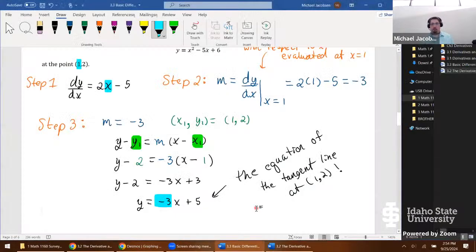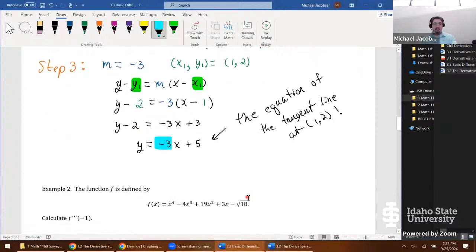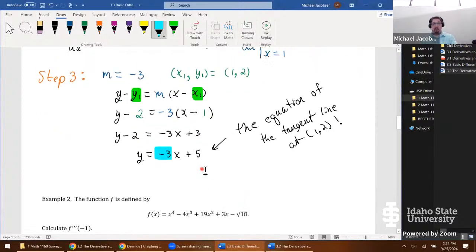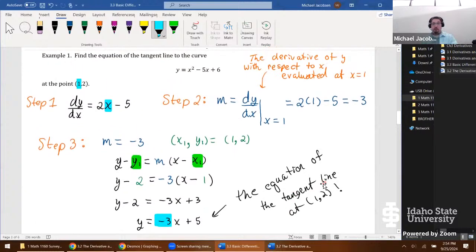Well, that's our run through of how tangent lines go. What we're going to take a look at next is higher order derivatives. But any questions whatsoever with this problem here? Okay.